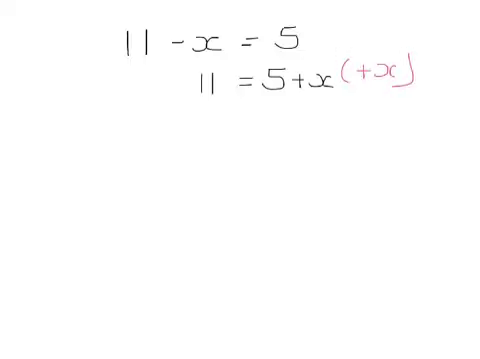I want the x on its own, so it's the 5 that's getting in the way. I'm going to take 5 away from both sides. So I'm going to start this time over on the right. So if I take 5 away from 5 plus x, I'm going to be left with just x. And on the left-hand side, 11 take away the 5 leaves me with 6. So let's put it back into the equation and check it works. So if x is 6, 11 take away 6 equals 5. And then I know I'm right.